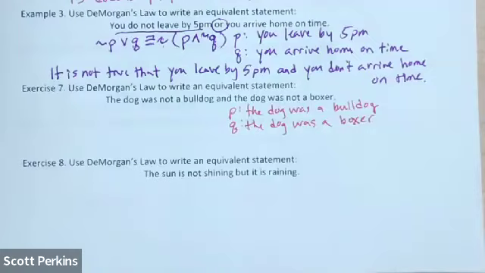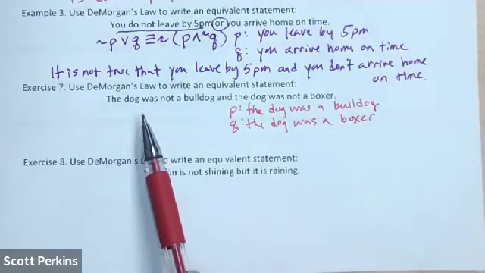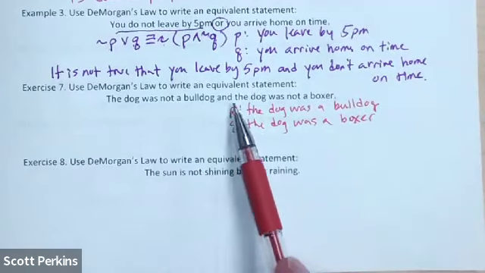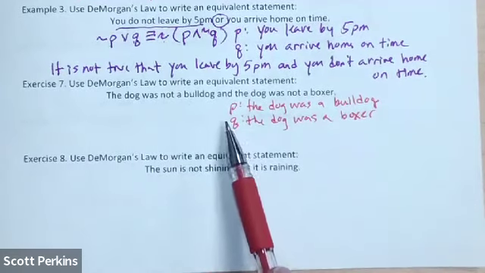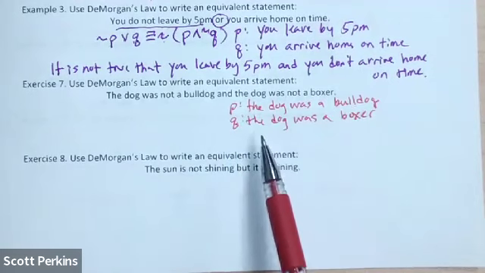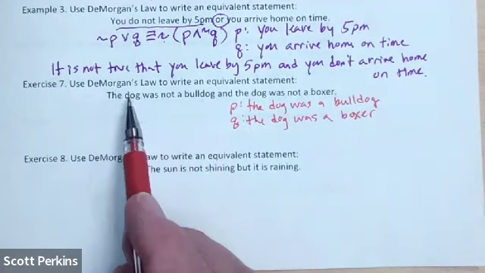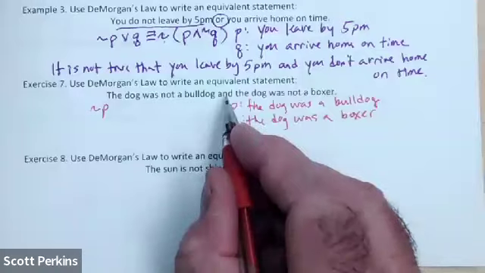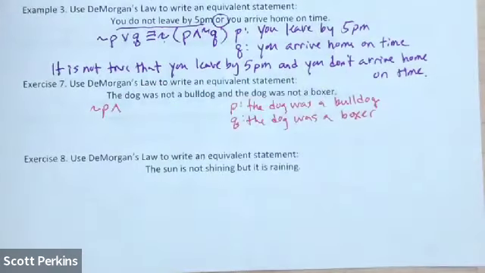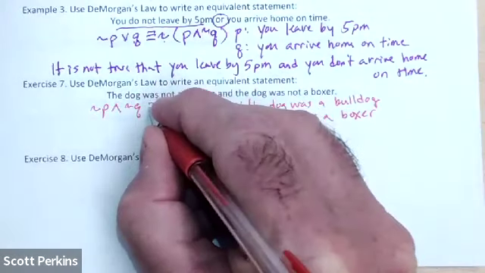All right, so let's look at this. Let's give some feedback. Let me give you the opportunity to ask whatever questions you need to. So the statement we're looking at is the dog was not a bulldog and the dog was not a boxer. Okay, that dog is not a lot of things. So my statement P is the dog was a bulldog. Statement Q is the dog was a boxer. So that means the original statement, the dog was not a bulldog, that is squiggly P. And so conjunction, the dog was not a boxer, squiggly Q. Okay, now that's equivalent to.